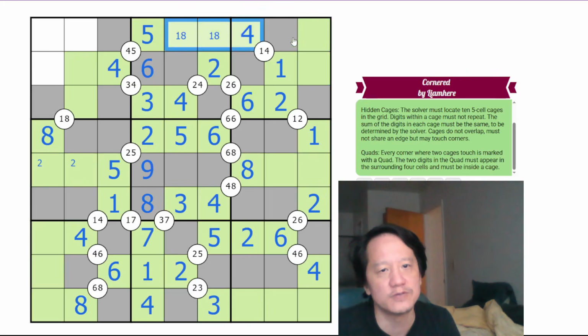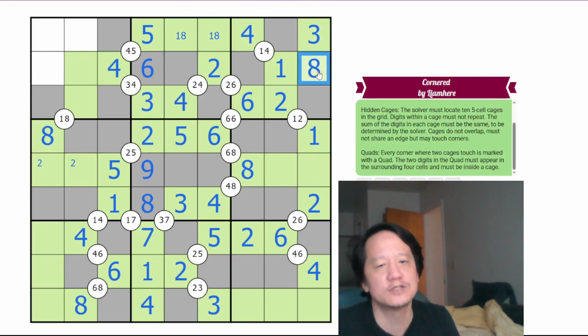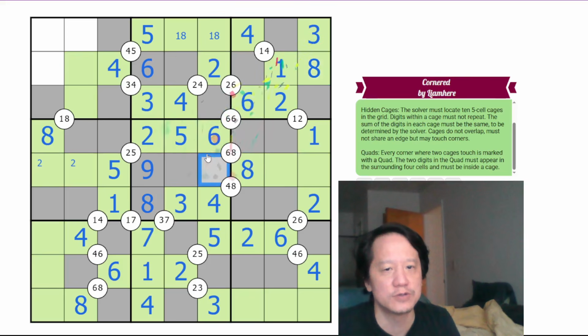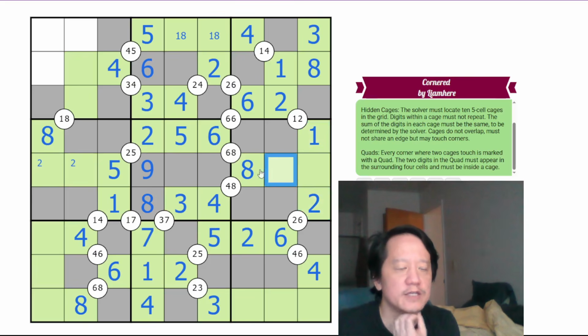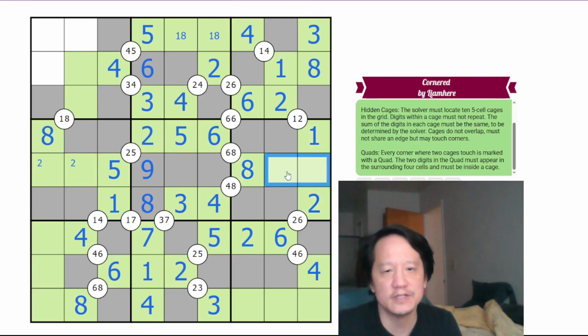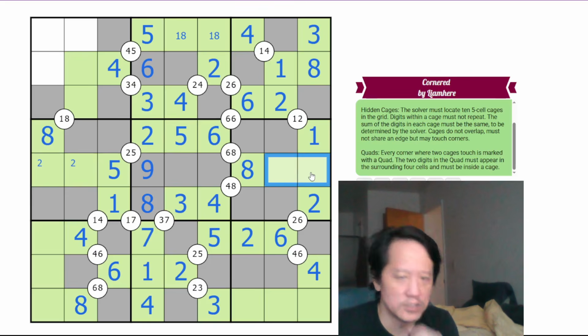This can't be 8 because of the 1, 8 pair in the row, so that's 3, that's 8. That's 3 in the corner. We celebrate because we're close to solving this. These two digits, so we have in this cage 1, 2, and 8. That's 11. 20 minus 11 is 9.